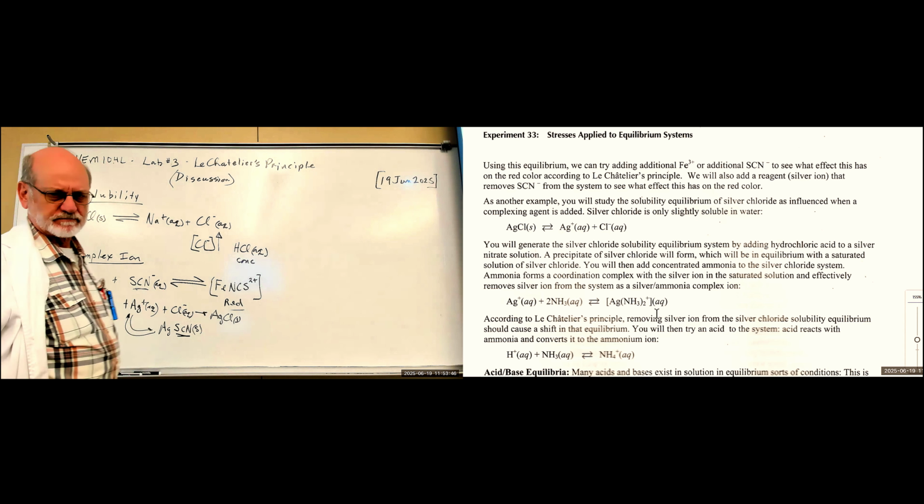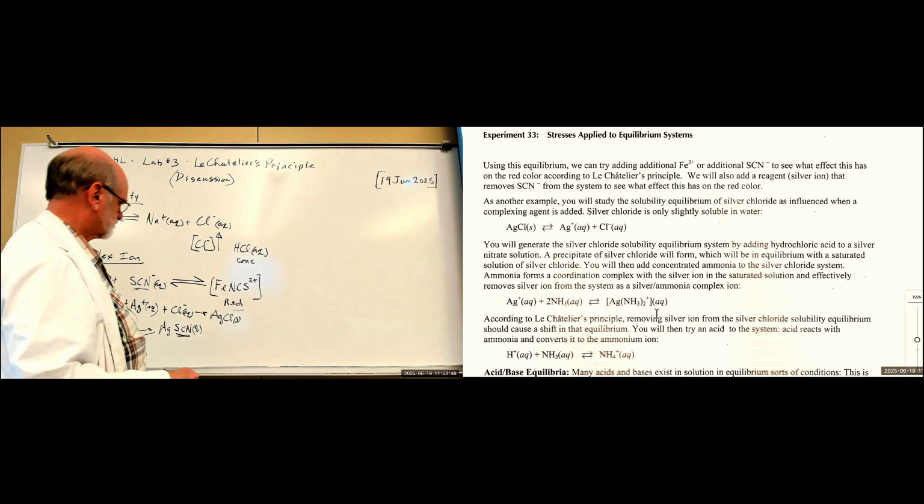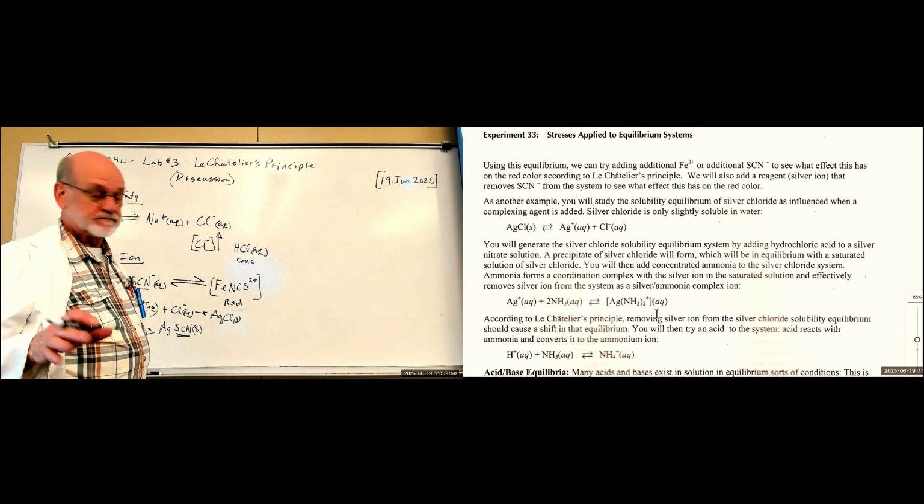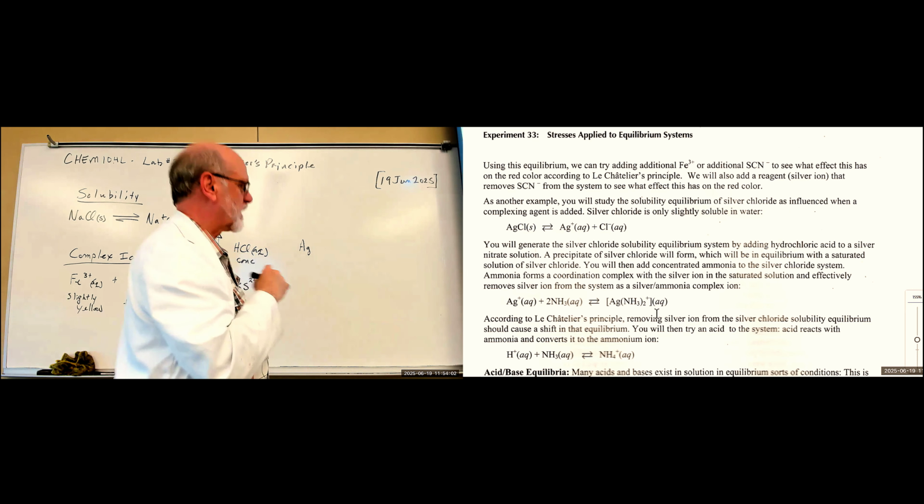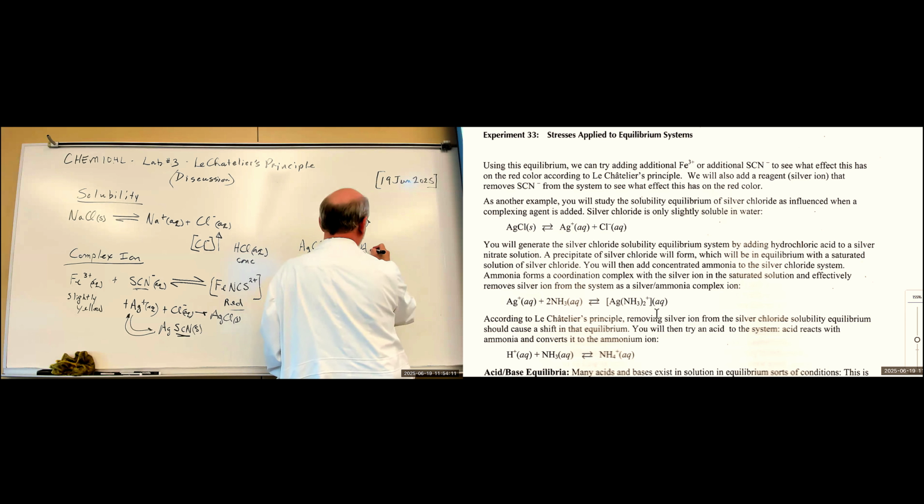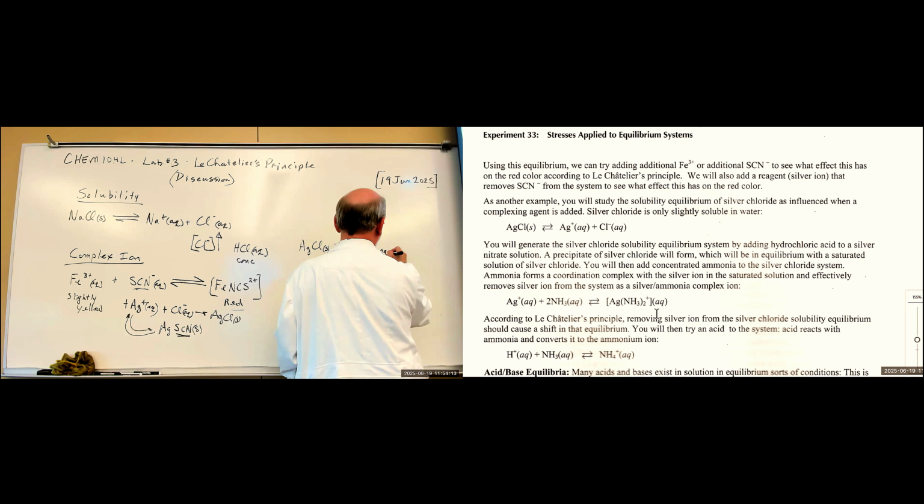The other possibility is also, for complex ions, we're going to have the possibility of silver. Let's see. I want to write it the way they do. Okay, solid first. Silver chloride, just like we had there, is in equilibrium with silver plus and chloride minus. Okay?